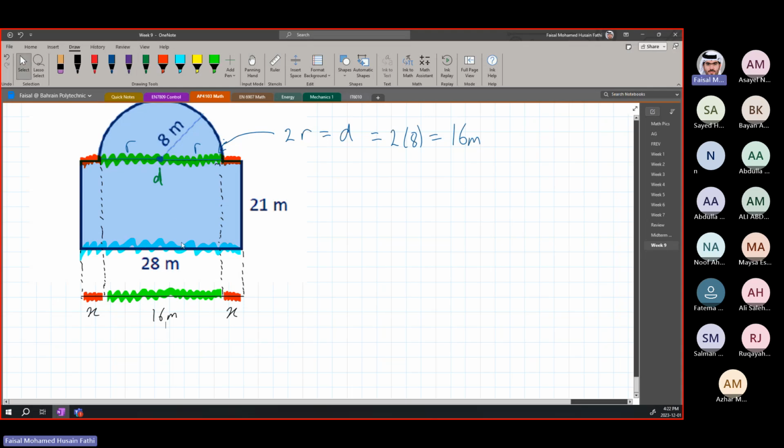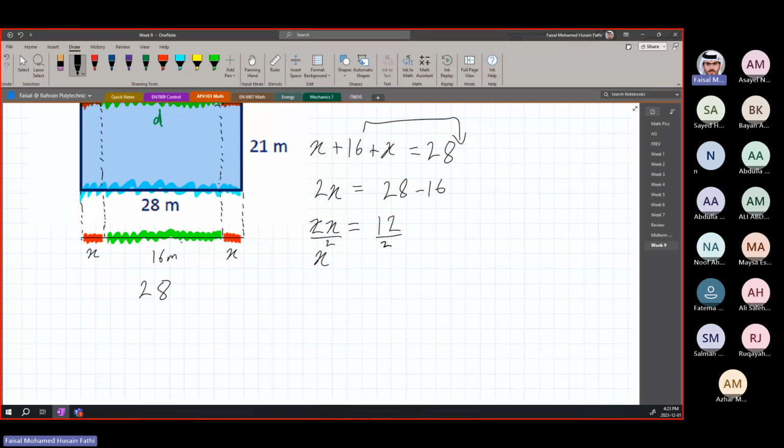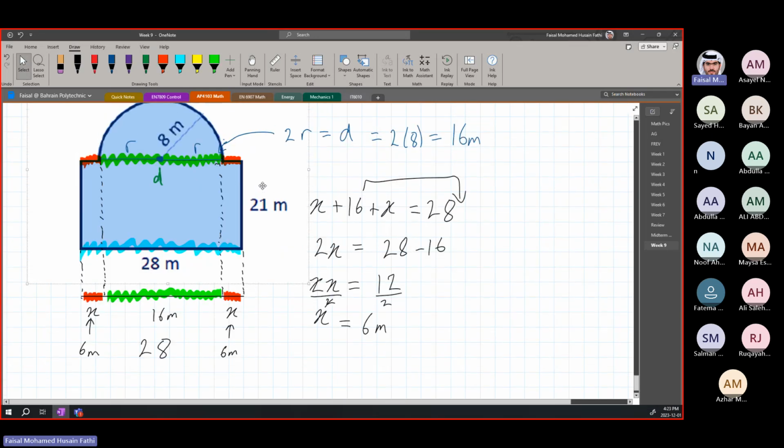Okay? And we know that the total side is 28. So now all we have to do is solve for x. How will we write the equation? x plus 16 plus x is equal to 28. Let's take the 16 to the other side. We're going to have 2x on one side, I'm grouping the x's, is equal to 28 minus 16. 2x is equal to 12. Divide by 2 both sides. Okay, the 2's will cancel here. 12 over 2 is equal to 6 meters. So now we know that this is 6 meters and this is 6 meters. And now we can find the perimeter.